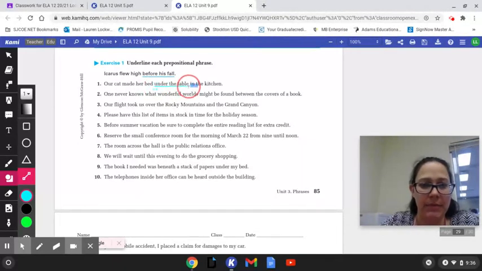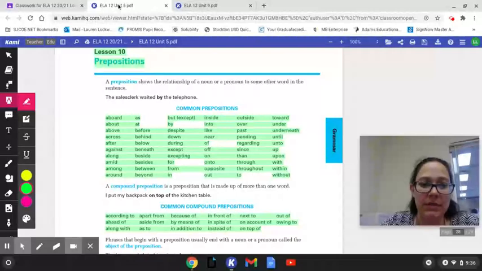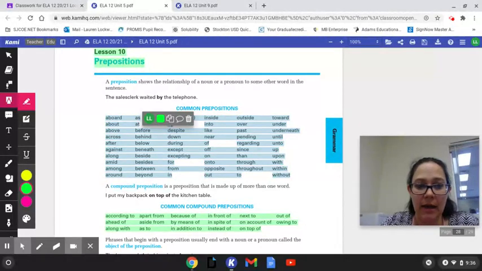I also know that in is a preposition. In where? In the kitchen is my other prepositional phrase. And these I know are prepositions because they're here on my preposition list. Under and in. Here's in and here's under.